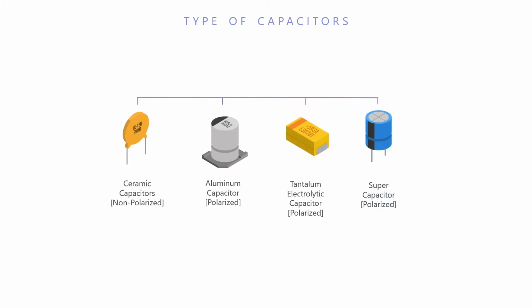There are many different types of capacitors that are being used, but we will focus on the following four in this video. These are classified according to the type of material being used. The first one that we'll be taking a look at is the ceramic capacitors. It is the only non-polarized capacitor that we are looking at today. The second and third one belongs to the electrolytic family, which is the aluminum capacitor and the tantalum electrolytic capacitor. Lastly, we are going to take a look at the supercapacitor, which is also polarized.